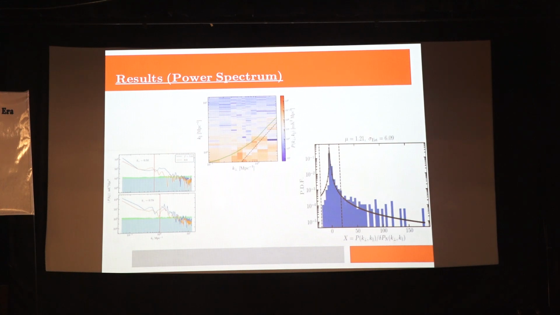And this sigma greater than 1 is showing us that the error estimates that we are getting from the noise-only simulations are not enough to describe the actual errors.